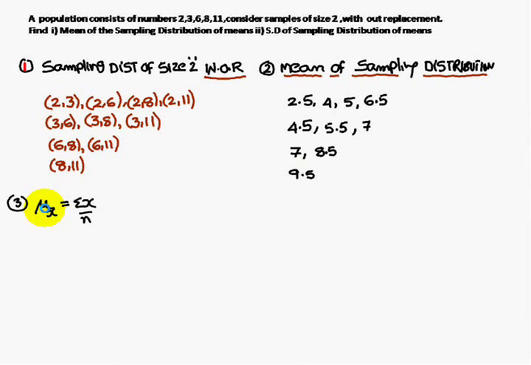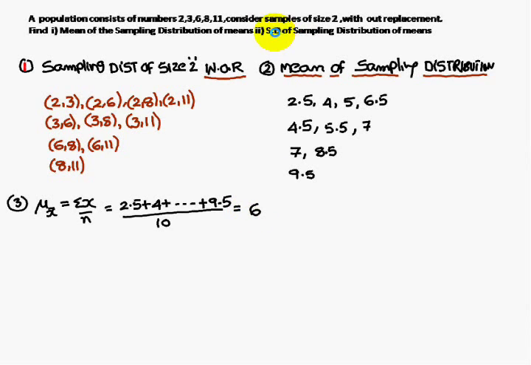Next, what you have to do is find the sampling distribution. This is the sampling distribution of means. Now we are going to find the mean of the sampling distribution of means. You have to add these values, 2.5 plus 4 plus 5 plus 6.5, and so on up to 9.5, divided by 10. So you are going to get 6 as the mean of the sampling distribution of means.